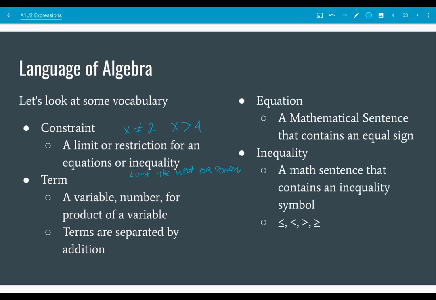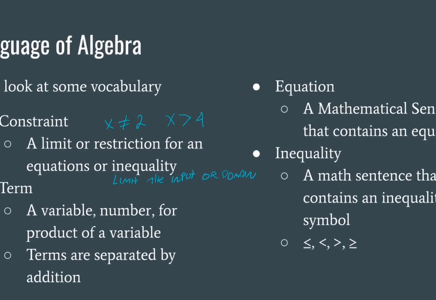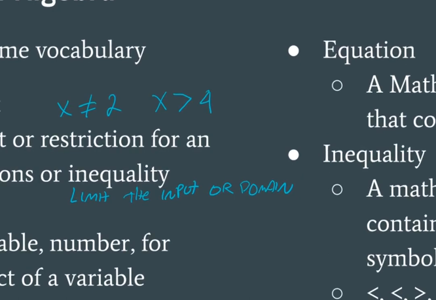Okay. Now we have a term. Okay. So a term is a variable, number, or product of a variable and number. Okay. And terms are separated by addition. So 2x is not two terms. That's one term. 2x plus 4x squared plus 3, that's three terms because it's separated by addition.